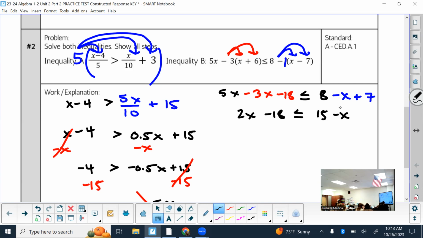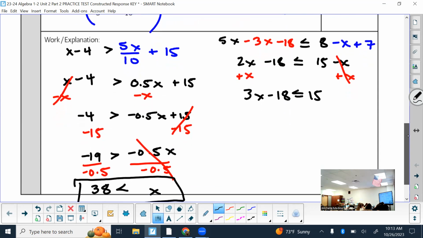Now we need to move the variable to one side. I suggest moving the smaller one because then it's less likely you'll have to work with the negative, but it's up to you. Do you want to move the 2x or the -x? And how will I cancel the -x? Whatever you do on one side of the equal sign. And technically it's an inequality, not an equal sign, but same difference. 2x plus x is 3x minus 18 less than or equal to 15. So far, we've not done anything where we need to flip the sign. But anytime you do stuff on both sides, just kind of check.